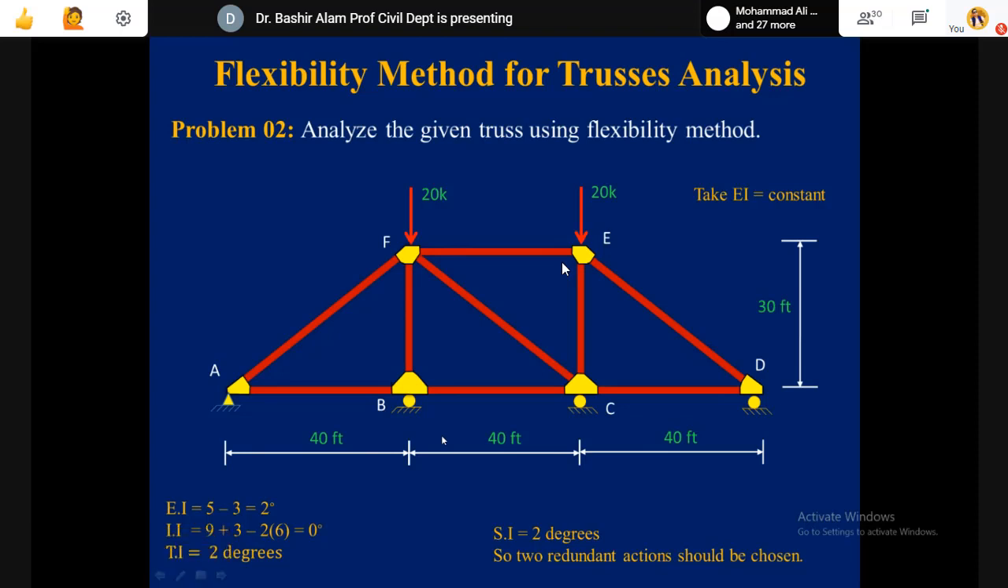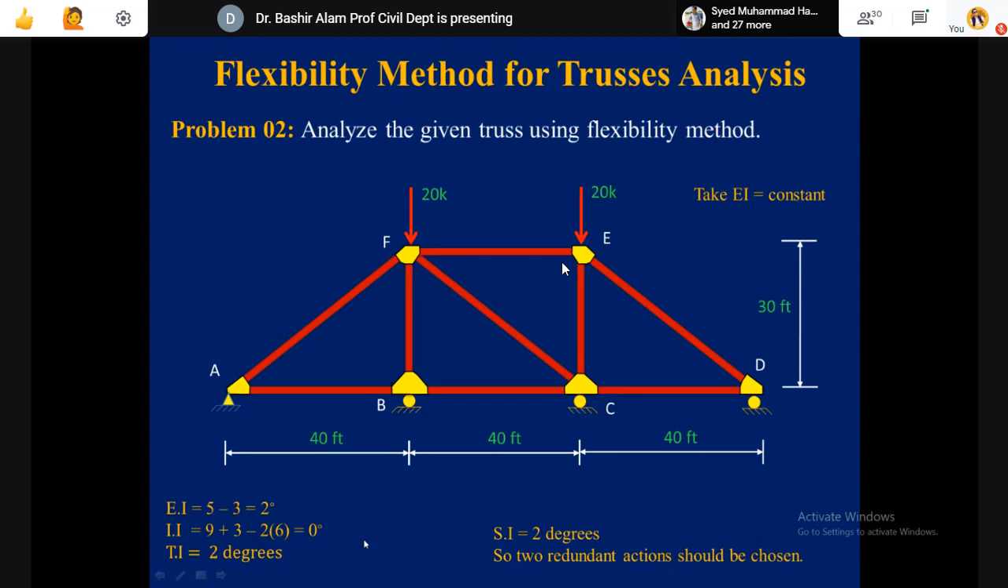If we look at how many reactions we have: 2 at A, then B, C and D each have one vertical reaction. So we have 5 reactions and 3 available equations. So 5 minus 3, it is 2 degrees externally indeterminate. Internally, what is the situation? We have 9 members and 6 joints. So M plus 3 minus 2J gives us 0. 12 minus 12 is equal to 0. So internally, it is determinate.